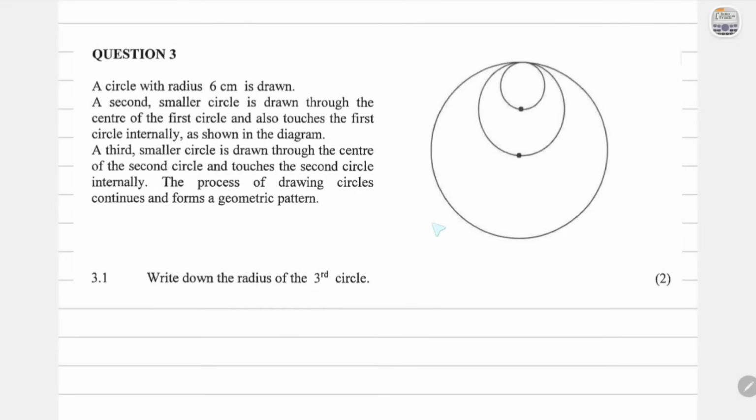So from this, clearly the bigger circle is the first circle drawn and it has a radius of 6 centimeters. Then we have a smaller circle drawn. So that would be this circle over here, and it's drawn through the center of this bigger circle and it also touches it internally. And then the third circle is drawn through the center and touches the second circle internally.